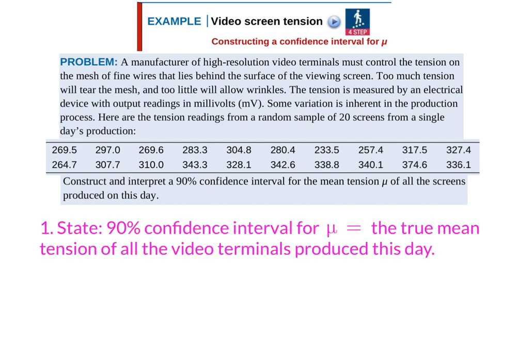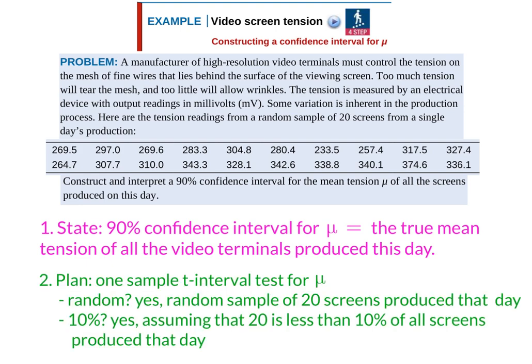So we've got to do our 4-step process. First step is to state what we're doing, and we are looking for the 90% confidence interval for mu, which is the true mean tension of all the video terminals produced on this day. Second step is to plan. So what are we going to do?